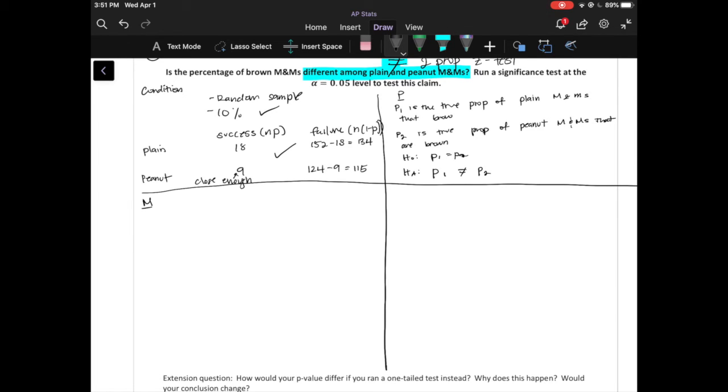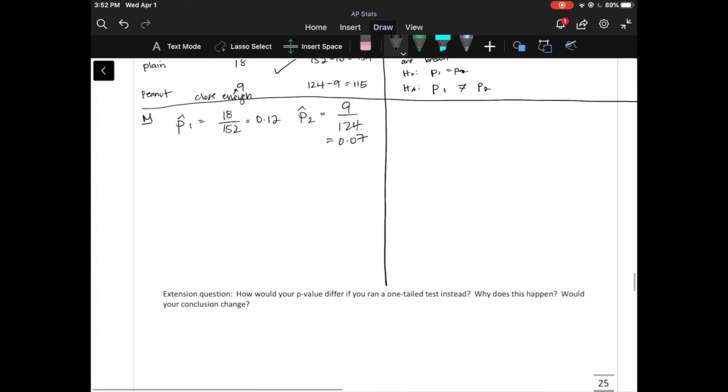So for the math, I like to calculate all of my variables first. So P hat 1 is equal to the number of successes, meaning the number of brown M&Ms for the plain bag. So that's 18 over 152, which is 0.12. P hat 2 is 9 over 124, and this is 0.07.